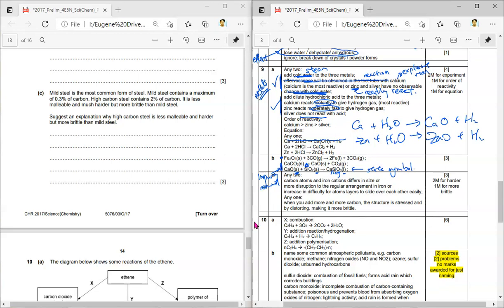Last one for this question, part C. Mild steel is the most common form of steel. Mild steel contains a maximum of 0.3% of carbon. High carbon steel contains 2% of carbon. It is less malleable and much harder but more brittle than mild steel. So this less malleable and more brittle actually comes together. Such an explanation is why high carbon steel is less malleable and harder but more brittle than mild steel.